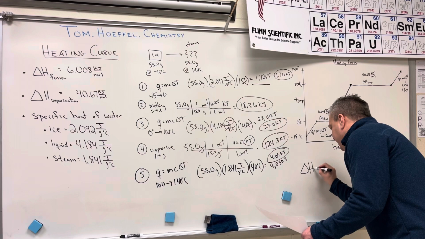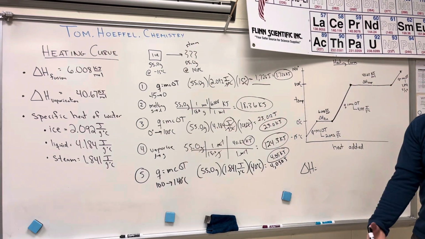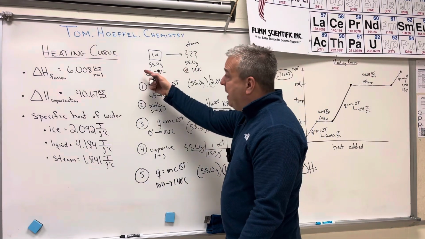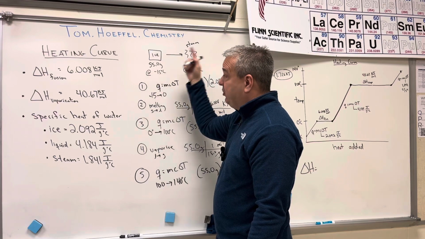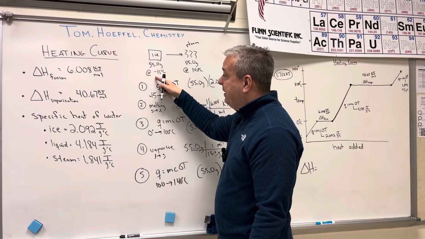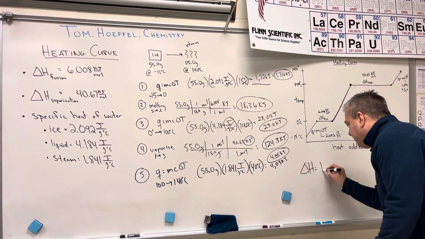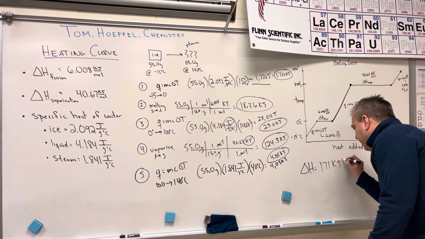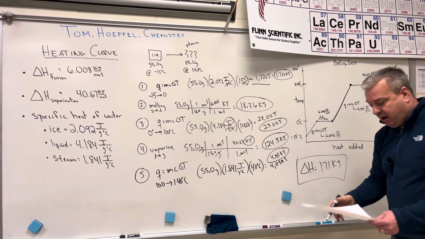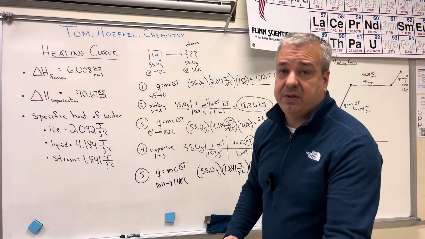And I would take all the kilojoules and add them together, and that's going to tell me the enthalpy change that was required to change 55 grams of ice at negative 15 degrees into steam at 140. And that comes out to be, so 3 sig figs, it comes out to be 171 kilojoules, okay?